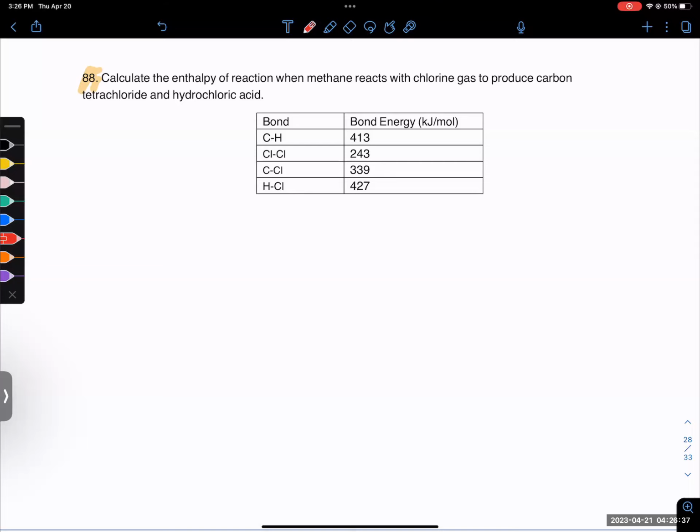All right, so methane, what's that again? CH4, yeah. What's chlorine gas? Cl2. And what does it produce again? Carbon tetrachloride, how do we write that out? CCl4. Yep, and what about hydrochloric acid? HCl.